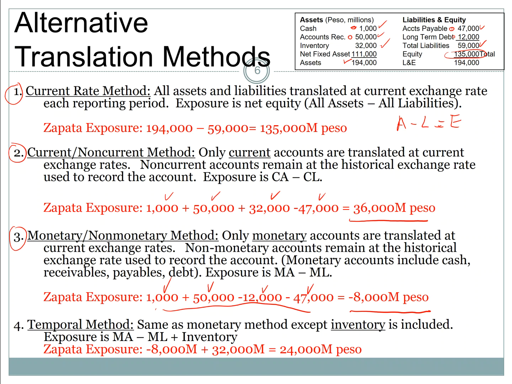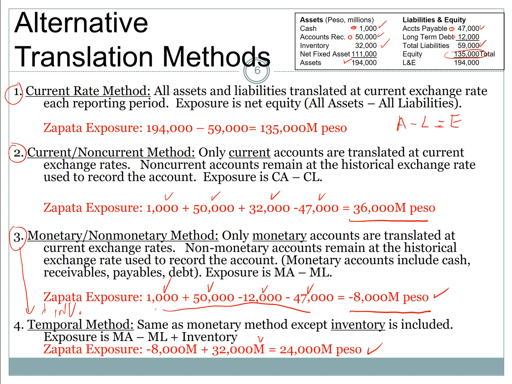And lastly is the temporal method, which is very close to the monetary method. It just adds inventory. So the idea with the temporal method is the monetary, non-monetary method makes a lot of sense. However, inventory is not held simply to hold the asset. It's held simply to turn it into cash. So therefore, let's just take the monetary assets and liabilities, add inventory, and we'll call that the sum of the accounts, or the net position, that needs to be revalued. So in this case, the firm is net long 24,000 pesos.